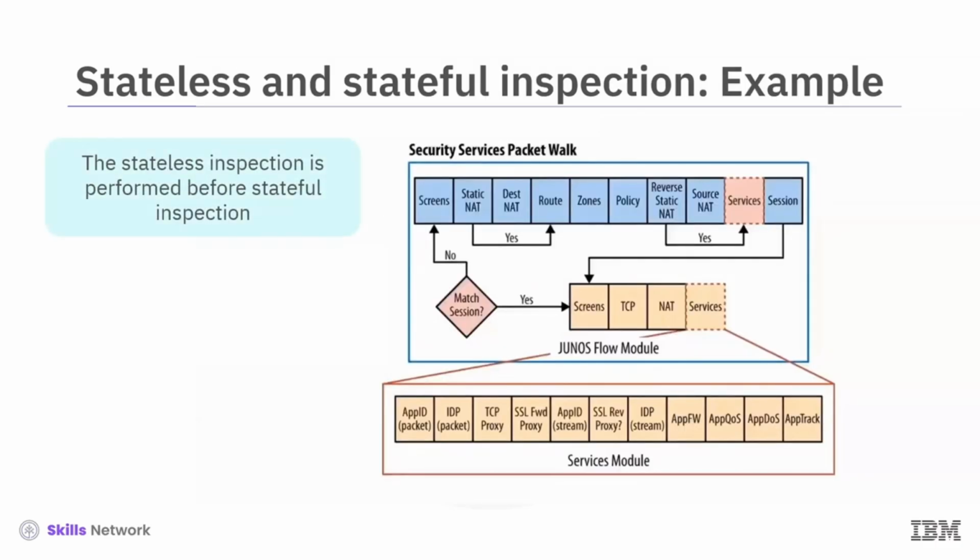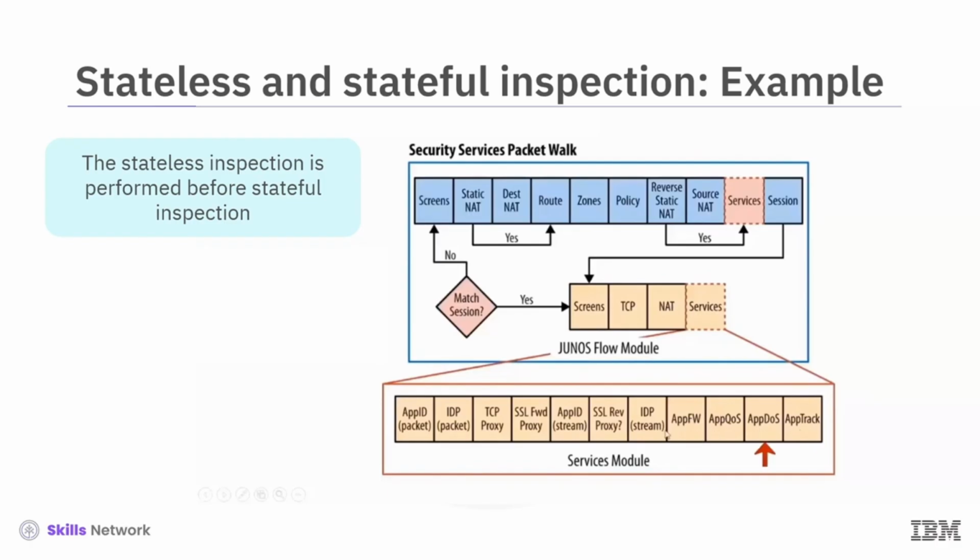The stateless inspection is performed first, followed by the inspection of the stateful data. Shown here is a diagram that is specific to the Juniper firewall. This is the flow that the packet follows. If you have an incoming packet that matches the session, the firewall evaluates the screen. It analyzes the type of traffic and matches it against a session and applies the required service.